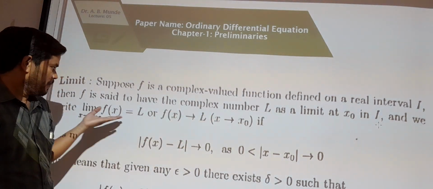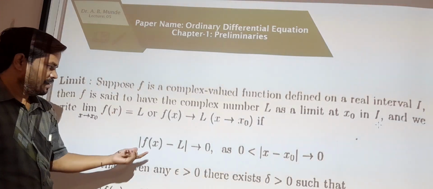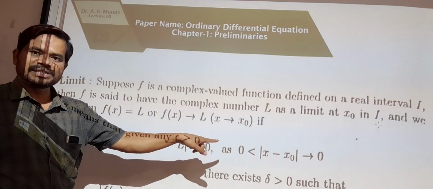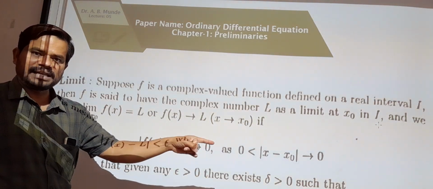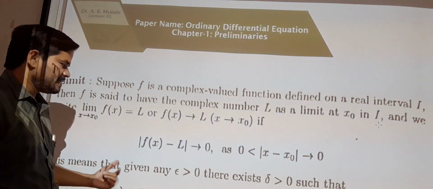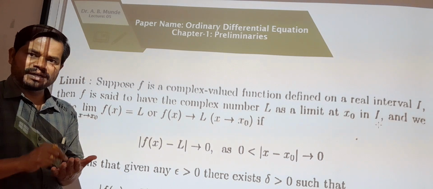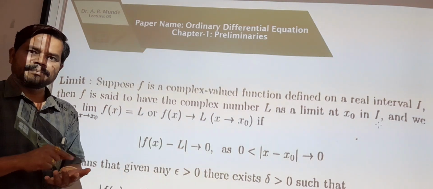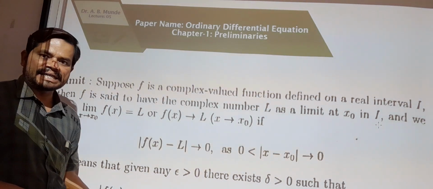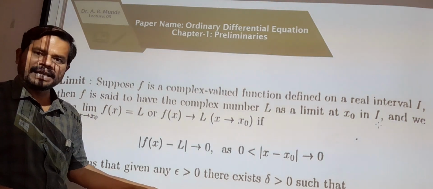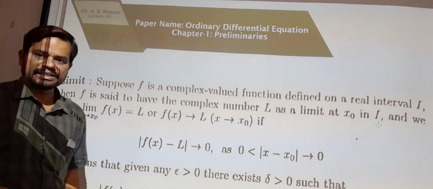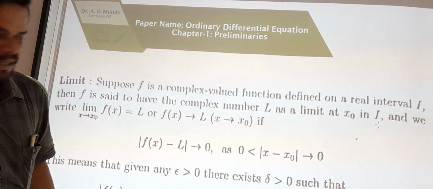When this limit exists, mod of f(x) minus L tends to 0 as 0 is less than mod of x minus x0, as x tends to x0. It means that for every epsilon greater than 0, there exists a number delta greater than 0 such that mod of f(x) minus L is less than epsilon whenever 0 is less than mod of x minus x0 is less than delta. Yes, so this is the definition of a limit.